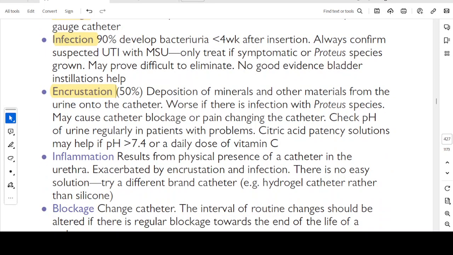Encrustation: deposition of minerals and other materials from the urine onto the catheter. Worse if there is infection with Proteus, and may cause catheter blockage or pain on changing the catheter. Check the pH of the urine regularly in patients with problems. Citric acid patency solutions may help if pH is more than 7.4, or a daily dose of vitamin C.